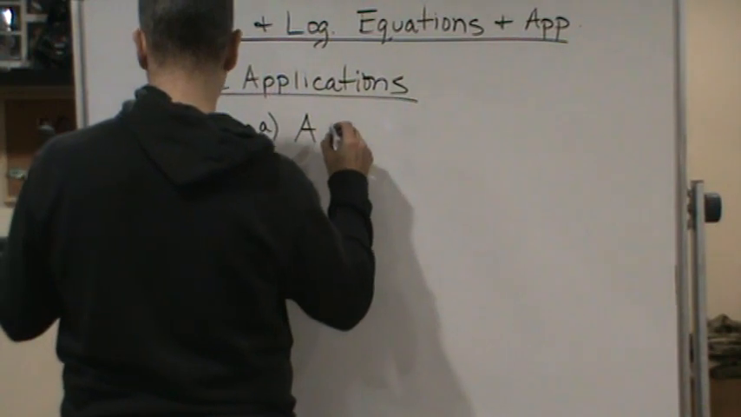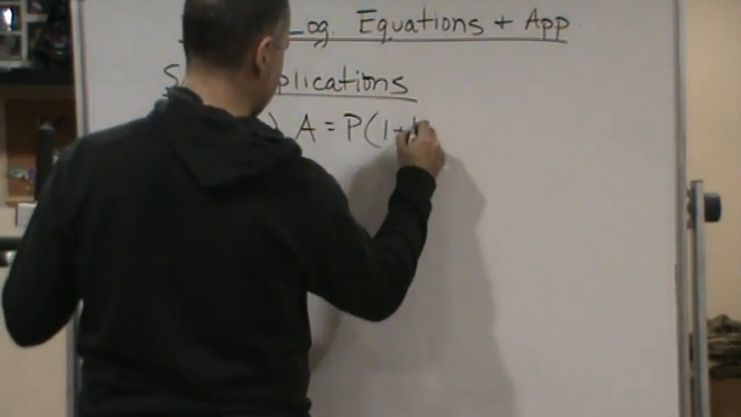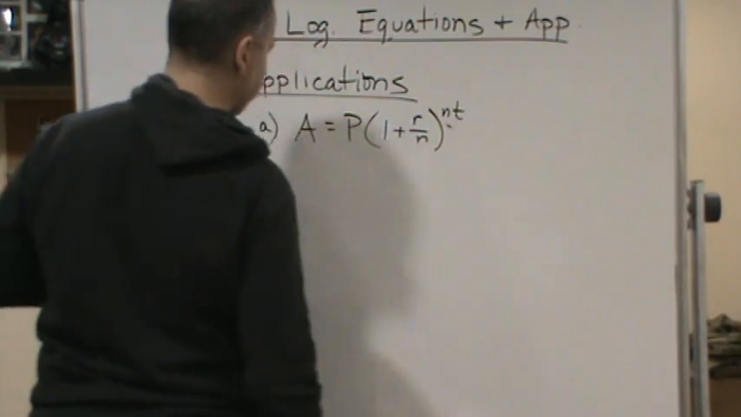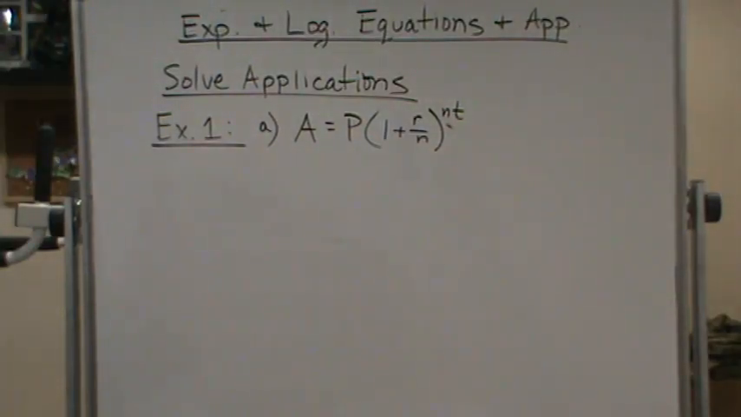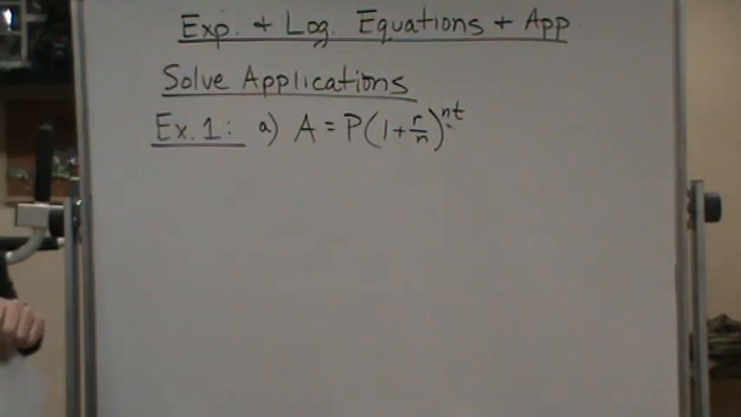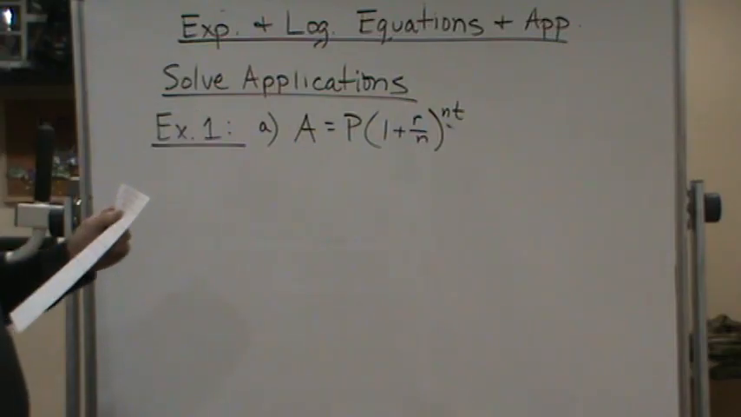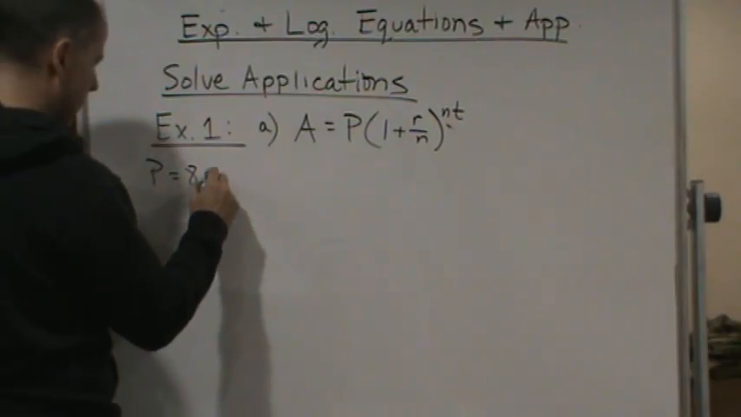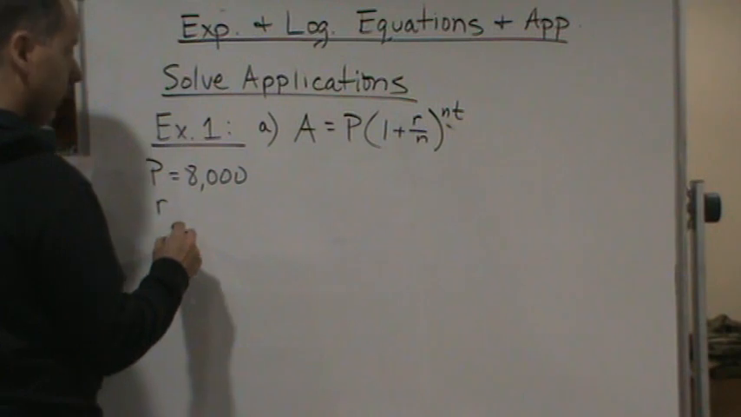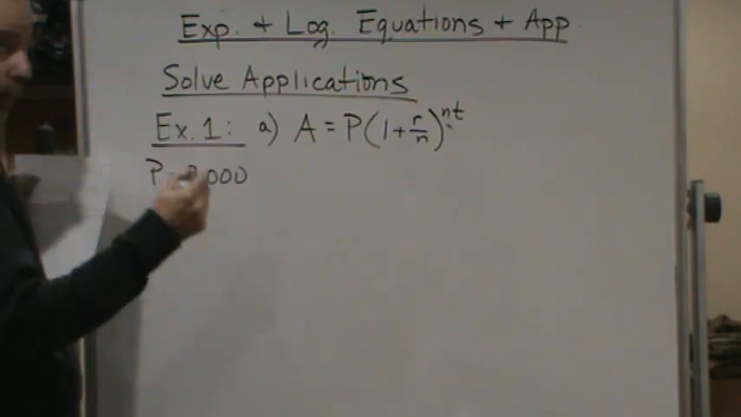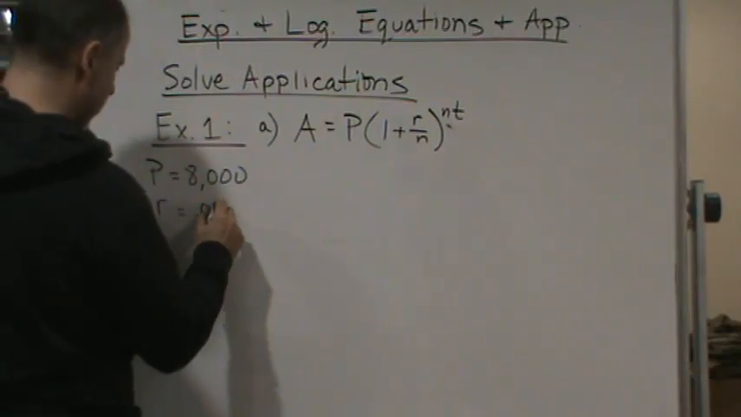the formula, right? So now what they want us to do is take the information and set up a function for this example. In this case, P is the $8,000 that they're investing. The rate R is the 4.5%, but again, we want to write it as a decimal. So that's going to be 0.045.